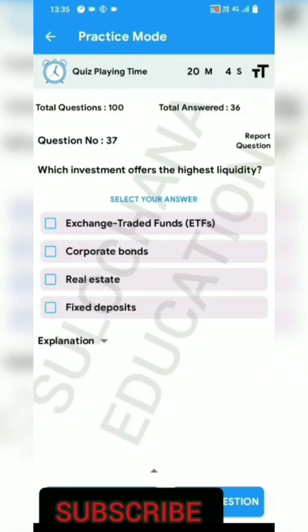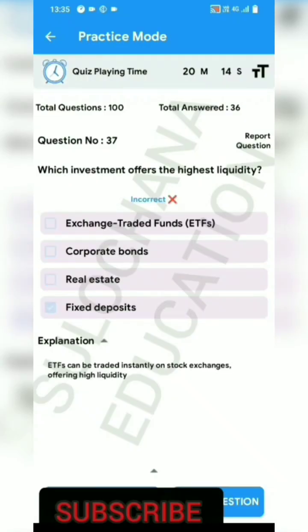Which investment offers the highest liquidity? Options are A. Exchange traded funds. B. Corporate bonds. C. Real estate. D. Fixed deposits. And correct answer is A. ETF.